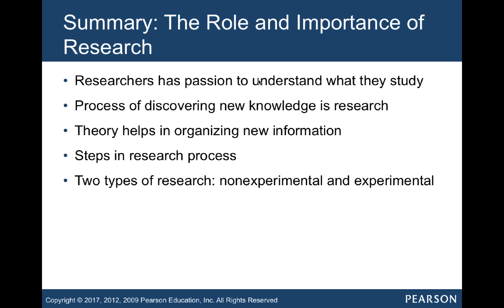So just a quick summary of Chapter 1. Researchers have a passion to understand what they study. The process of discovering new knowledge is characterized as research. Theory helps us organize this new information. And there are steps to take in a research process. It's just the cyclical nature of it. It never ends. And there are two types of research design, non-experimental and experimental. And then these types of research can be categorized further into basic versus applied research.